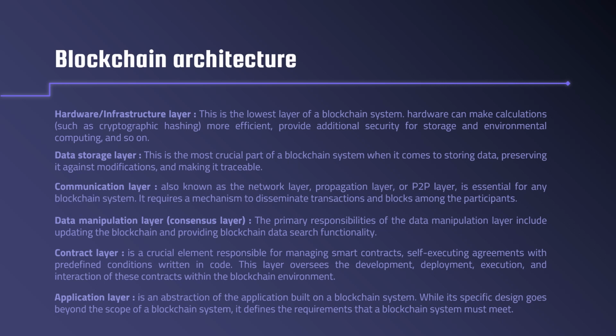Application layer is an abstraction of the applications built on a blockchain system. While its specific design goes beyond the scope of a blockchain system, it defines the requirements that a blockchain system must meet. The application layer ensures the deterministic nature of the blockchain. It contains the programs that users employ to communicate with the blockchain network. These facilitate communication between consumer devices and the blockchain.